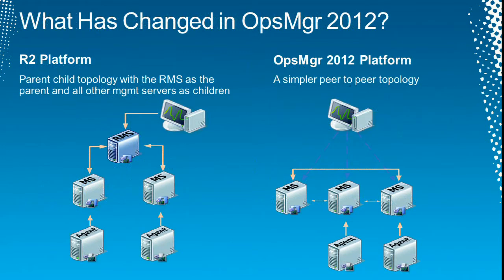Now, what has changed in Operations Manager 2012 is that we no longer have this parent-child relationship. This root management server in the current version is the parent of all these other health services that report back into it, and in essence, that's why the root management server is this single point of failure. With Operations Manager 2012, every management server is equal, and every management server could handle that workload, and we get this peer-to-peer technology, if you will, and a group of management servers that can handle all these workflows.